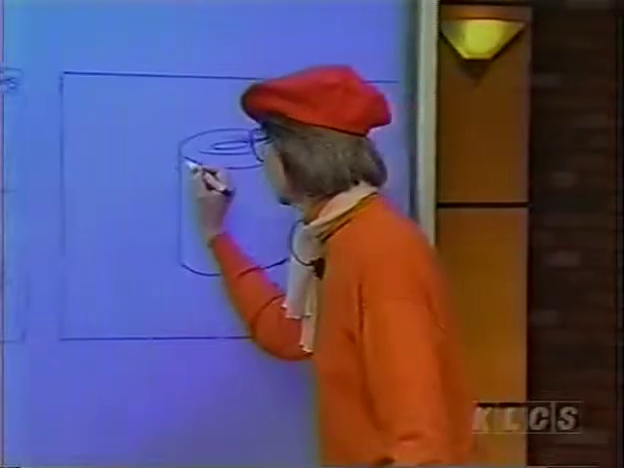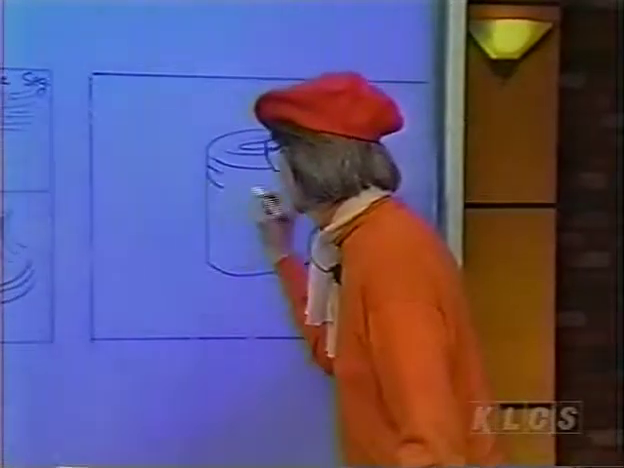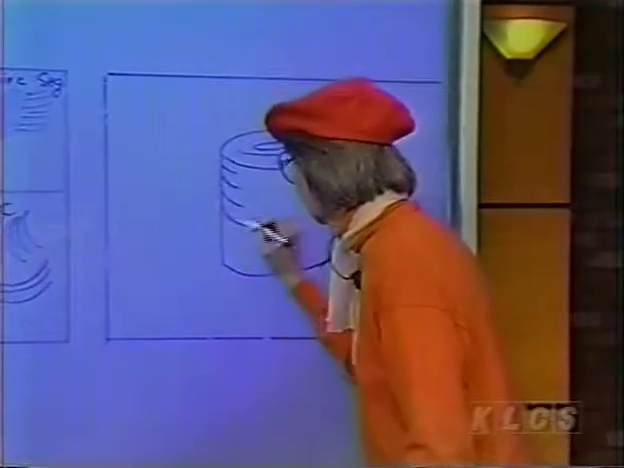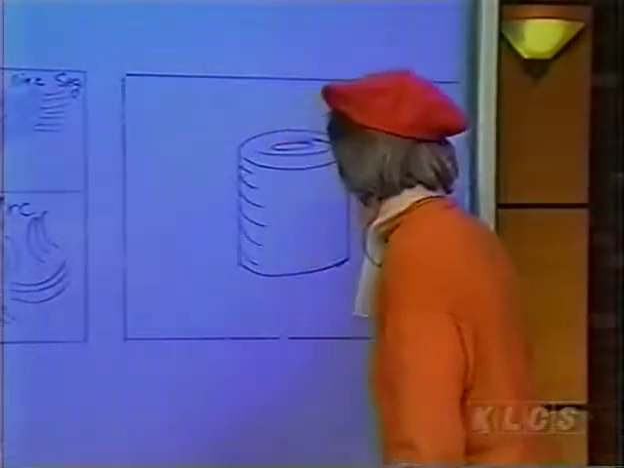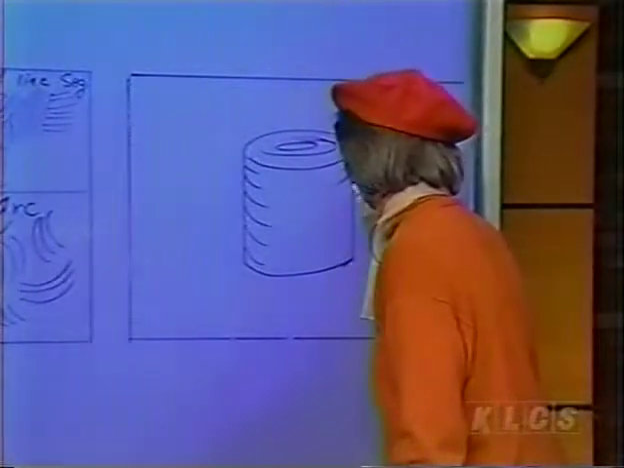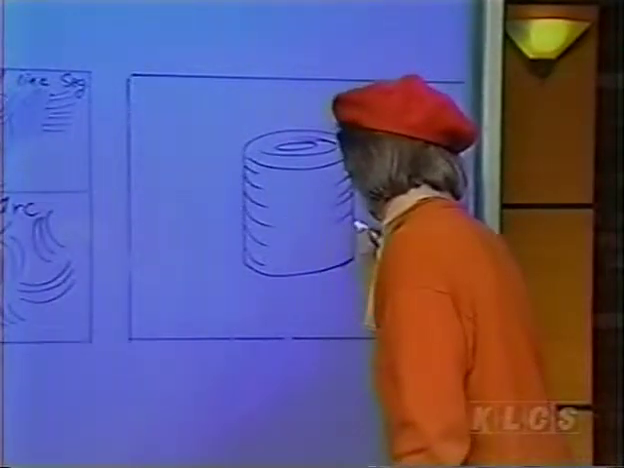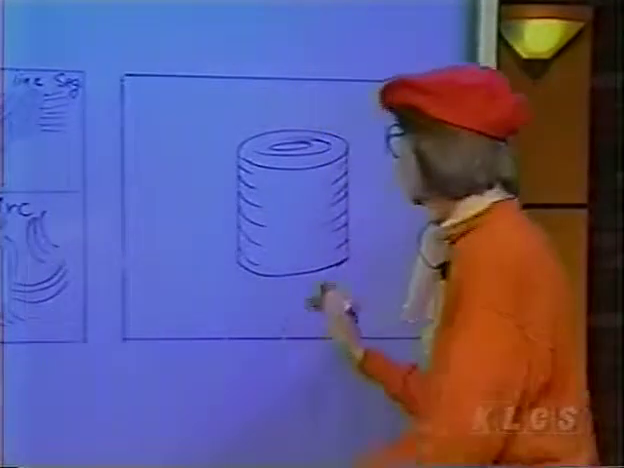Now, if you want to make it look like it's round, you start at the edge and you make little pieces of arc. Okay, make it come out and follow the same line that you already started. Follow the same line. Okay? All right, kind of looks like a roll of toilet paper.